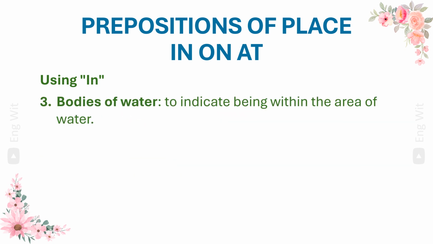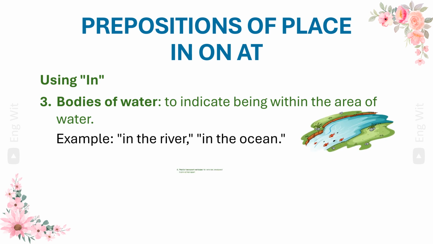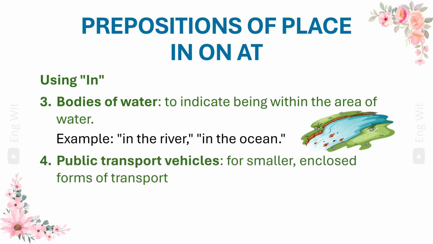3. Bodies of water, to indicate being within the area of water. Example: in the river, in the ocean. 4. Public transport vehicles, for smaller, enclosed forms of transport. Example: in a car, in a taxi.